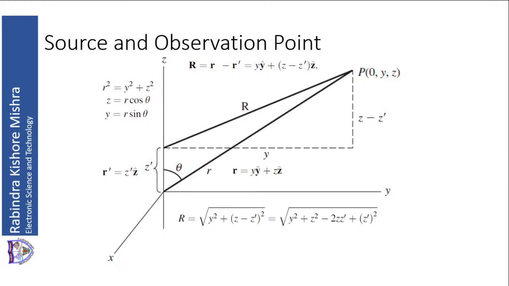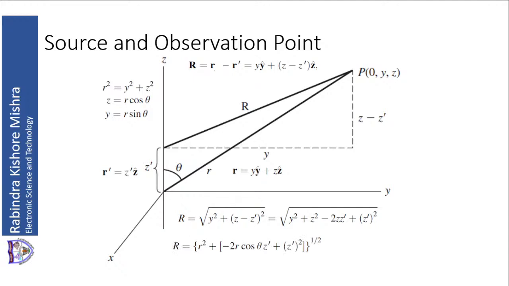Then what will be the magnitude of capital R? This will be the square root of y square plus z minus z dash whole square. So capital R is equal to the square root of y square plus z minus z dash square. Expanding it, that will give you the square root of y square plus z square minus 2z z dash plus z dash square. That is what capital R is.